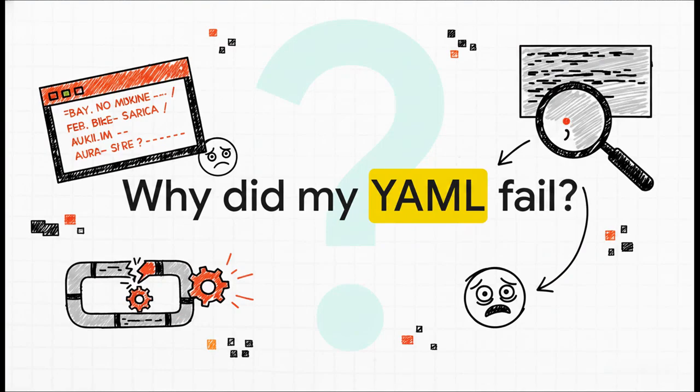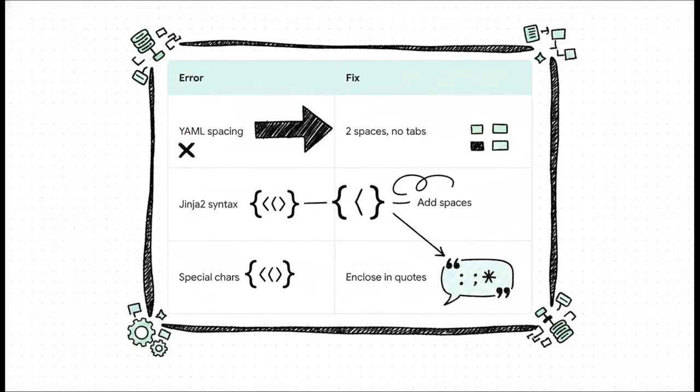Look, we've all been there. You hit execute and your terminal just lights up with red text. It is a gut punch. But here's the secret. Most of the time, you didn't make some massive architectural mistake. The culprit is usually just a tiny, annoying formatting quirk. So let's look at how to fix them.